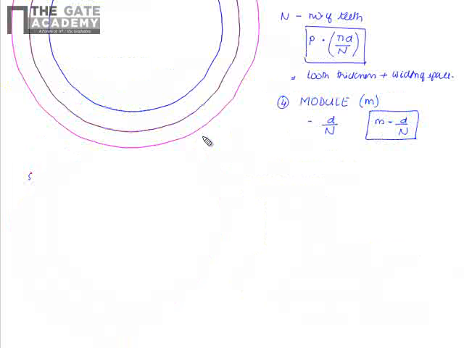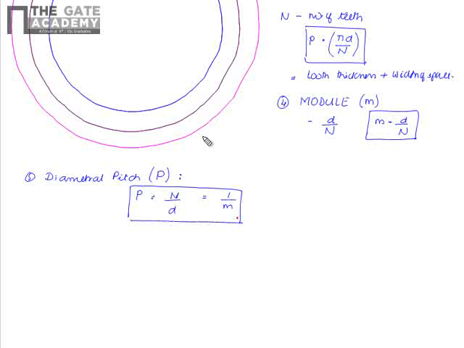Then we have another term called diametral pitch. Diametral pitch, denoted by capital letter P, is the ratio of the number of teeth on the gear to the pitch diameter, or this can be said as the inverse of the module will be the diametral pitch, denoted by capital P. So that is about the diametral pitch.